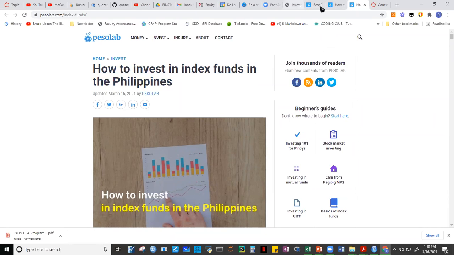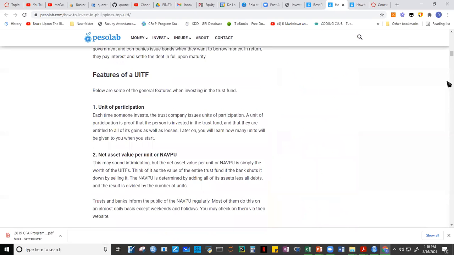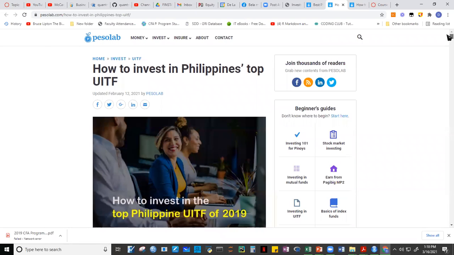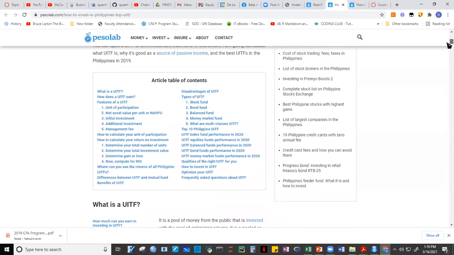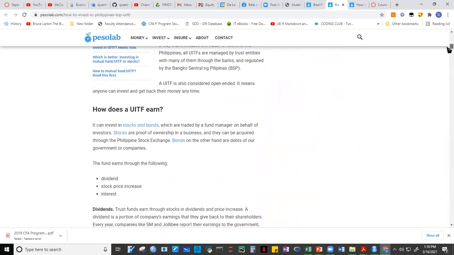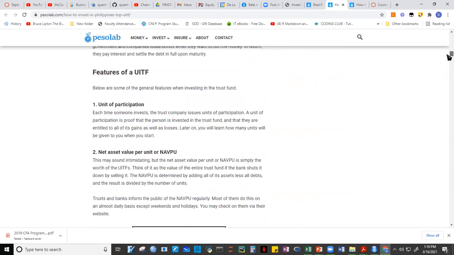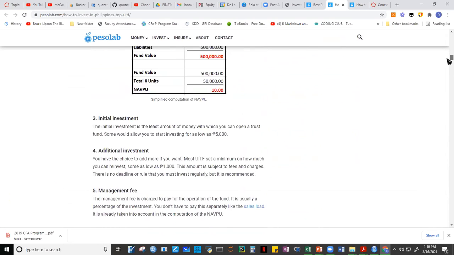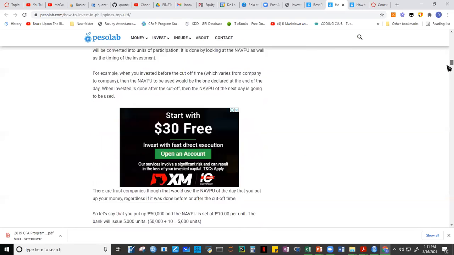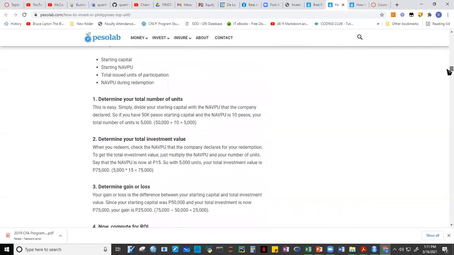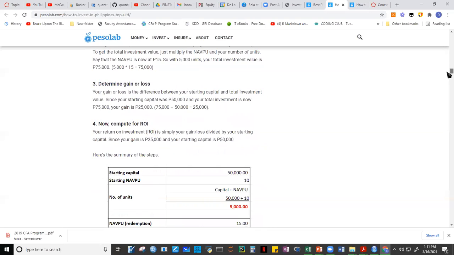Okay, so sa internet guys, maraming pwedeng hanapin. For example, ito, how to invest in Philippines top UITF. This is what I was telling you a while ago. So dito, you'll be able to see ano ba yung mga UITF na yan. Okay? So read through it, guys. Okay, and read how you can earn from that. Okay, and read how you can invest in this.